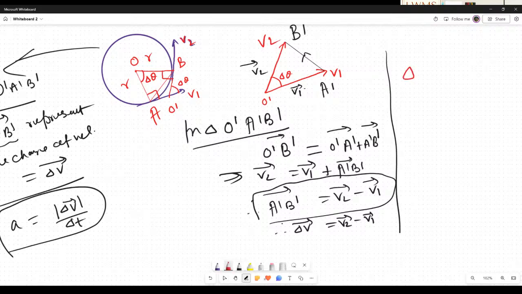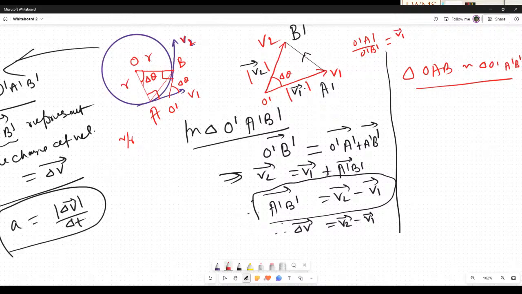Okay? So we write triangle OAB similar to triangle O dash A dash B dash. Why? Because you just check R by R is the ratio between two sides. And what is this? O dash A dash by O dash B dash is what? Mod V1 by mod V2. Mod V1 by mod V2 is what? They are equal. Magnitude of velocity remains the same. It is becoming 1:1. And R is to R is 1:1.